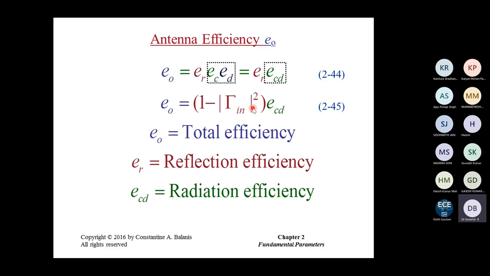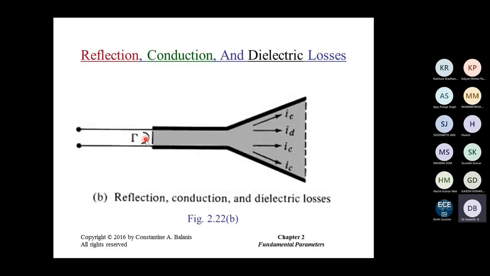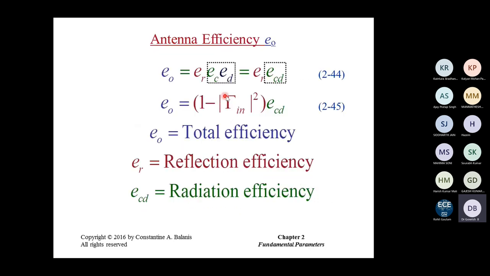So what is reflection efficiency? We know that the reflection coefficient is gamma. From your engineering electromagnetics, it's already clear to all of you. So the power reflected is gamma squared, correct? All of you know this. I think you have taken engineering electromagnetics or a microwave engineering subject, so you will all be aware of this. So the reflected part of the power is gamma squared.